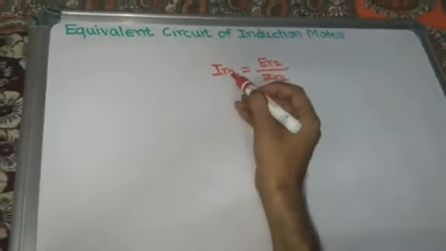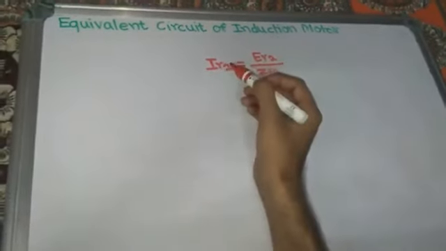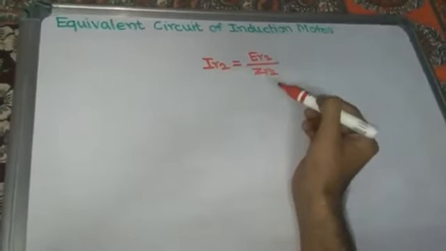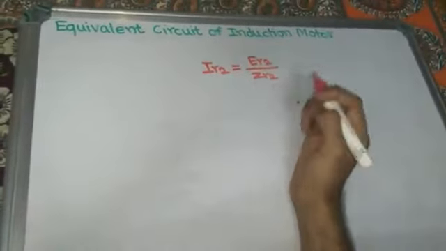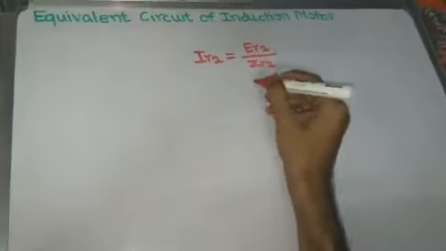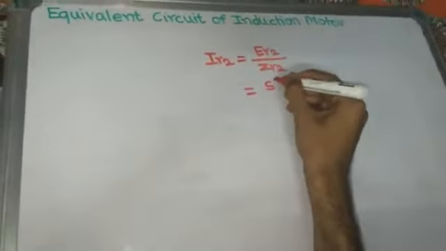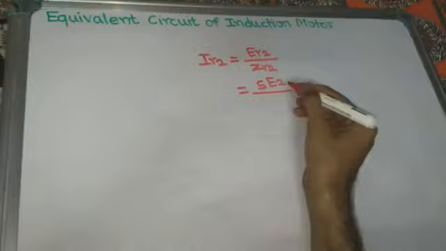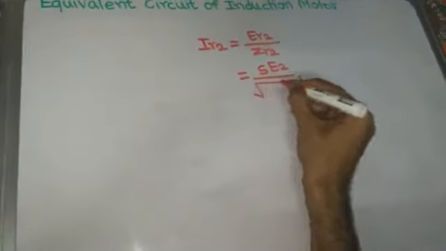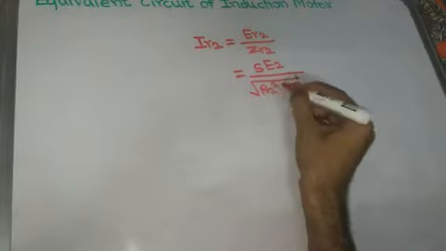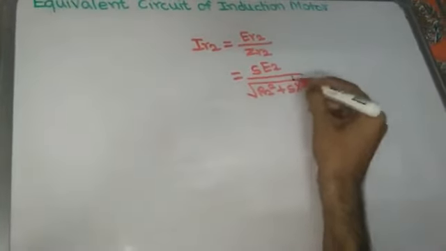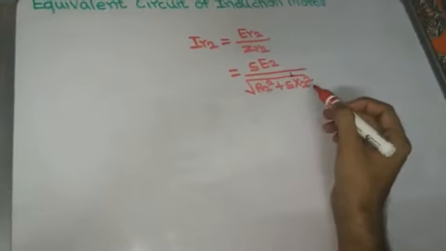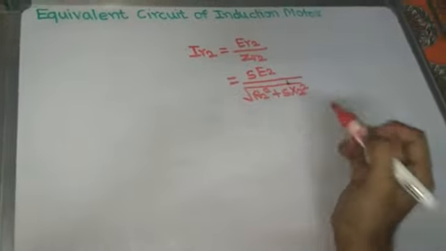Where IR2 is the rotor current per phase in the rotor winding, ER2 is the induced EMF in the rotor per phase, and ZR2 is the impedance of the rotor per phase under running condition. So what is ER2? ER2 is equal to slip times the rotor induced EMF per phase under stationary condition. So S E2 divided by ZR2. What is ZR2? ZR2 is the square root of R2 squared plus (S into X2) squared, where R2 is the resistance of the rotor per phase and X2 is the reactance of the rotor per phase under stationary condition.